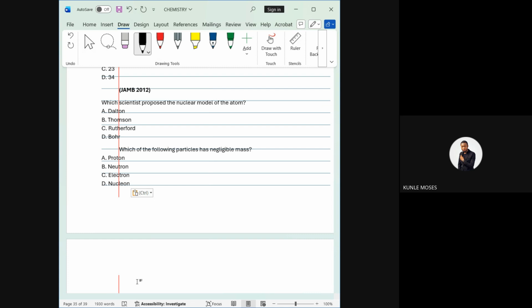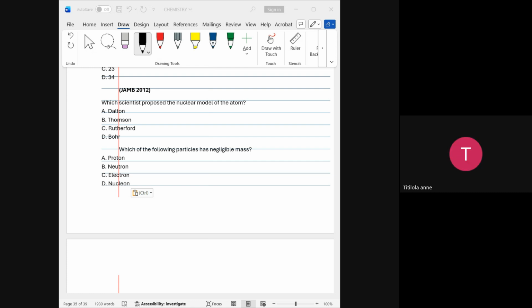Which of the following particles has negligible mass? Do you know what it means by negligible? Let me try. Should I say the answer I think is correct? I'm not sure, but I just think. You have to be sure. If you can't tell, say I'm not sure. Tell me the answer.